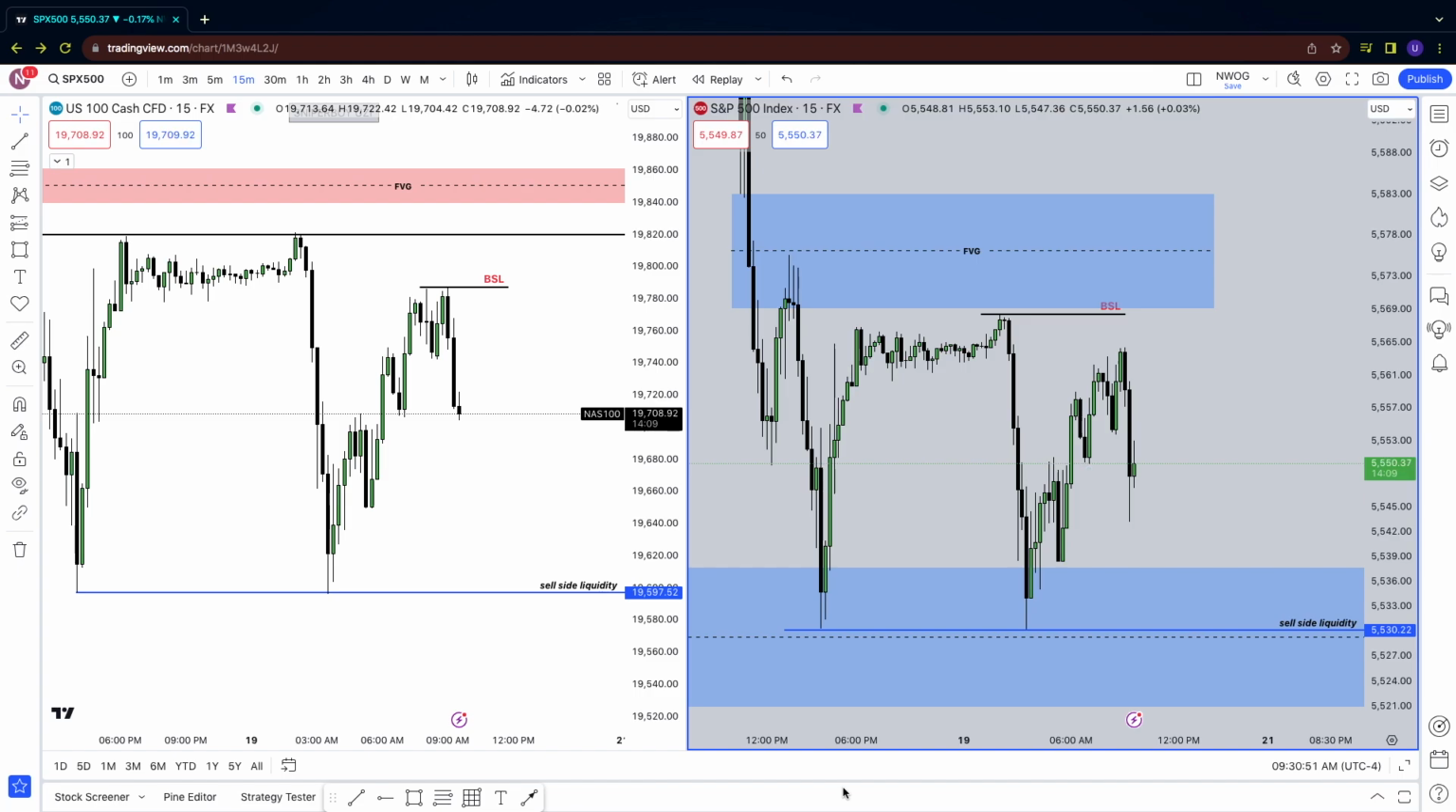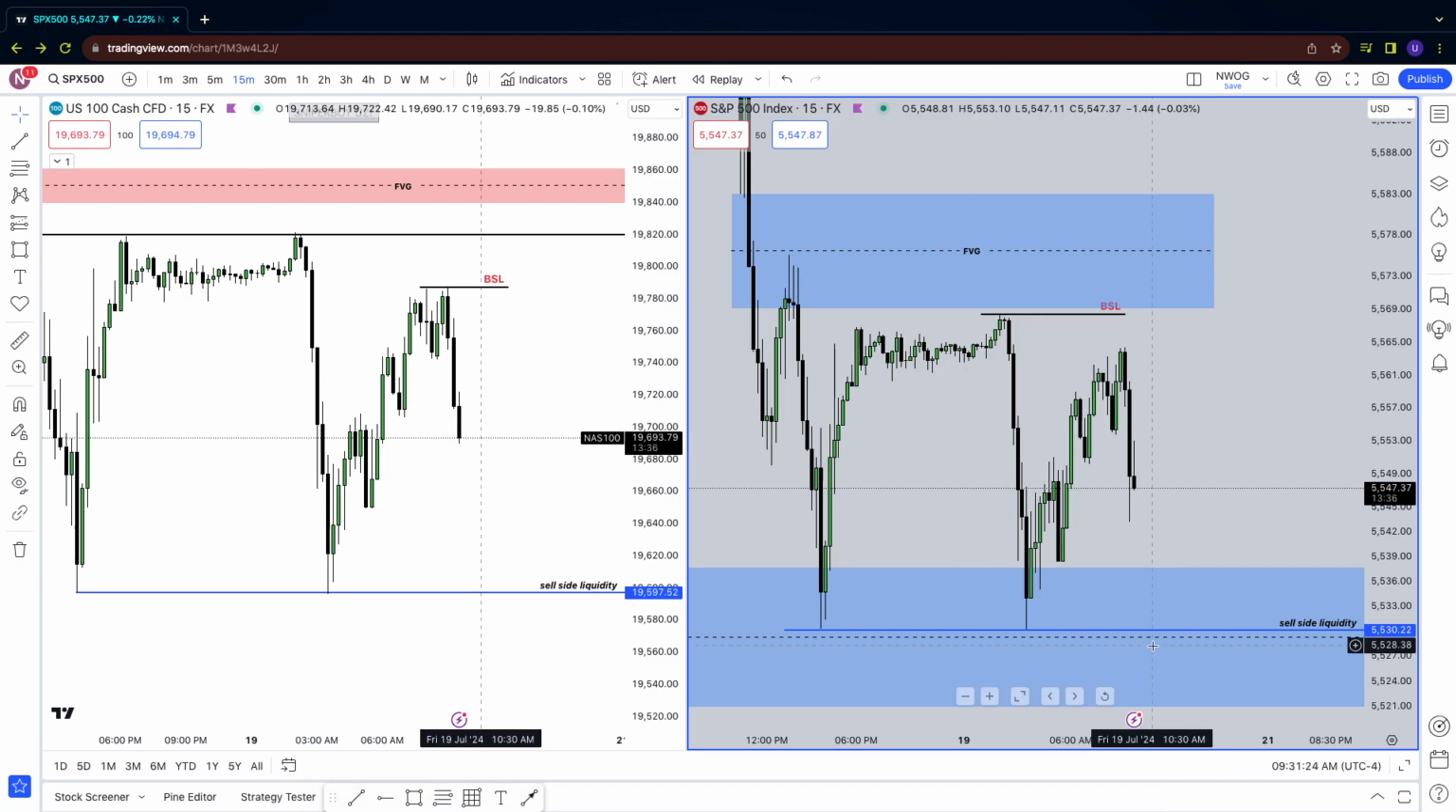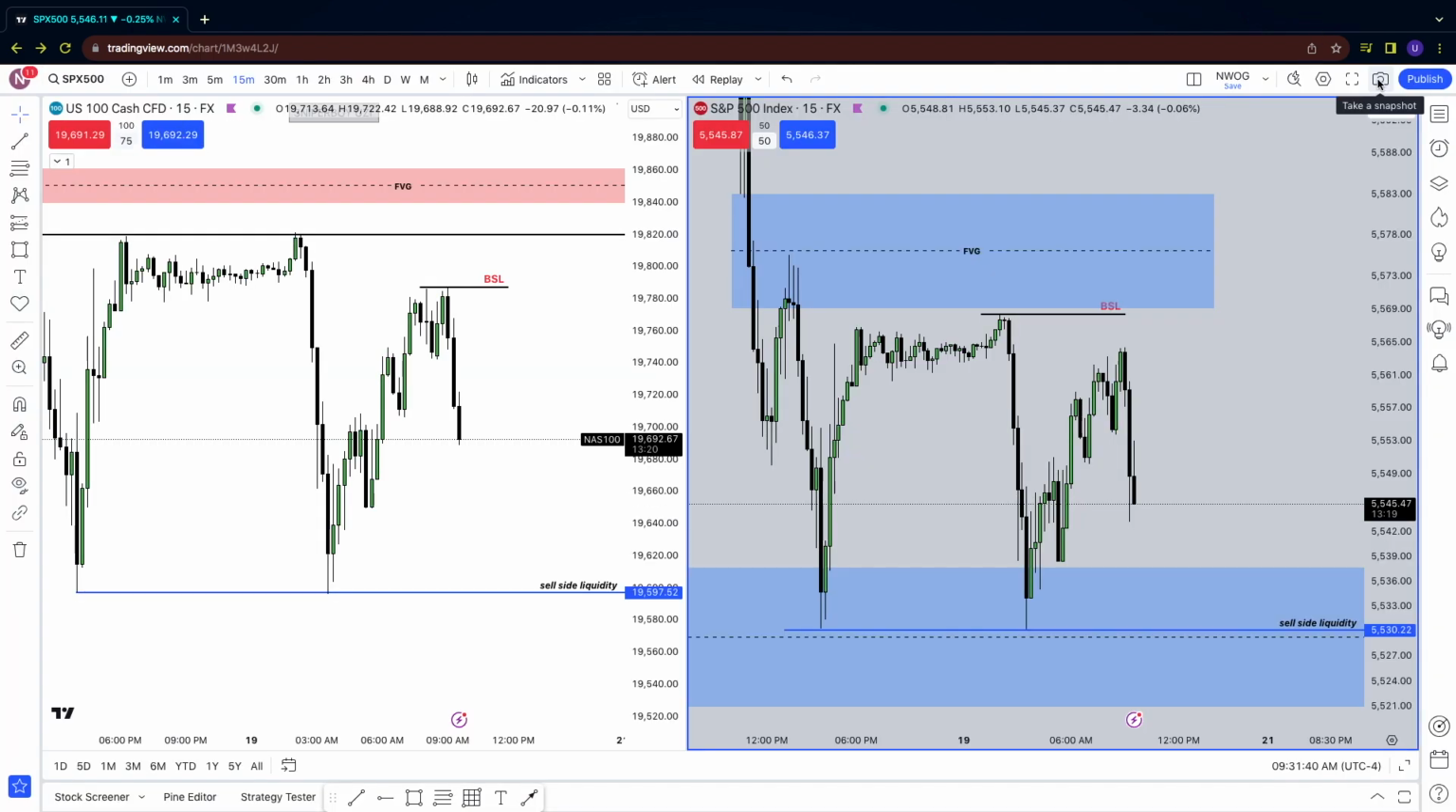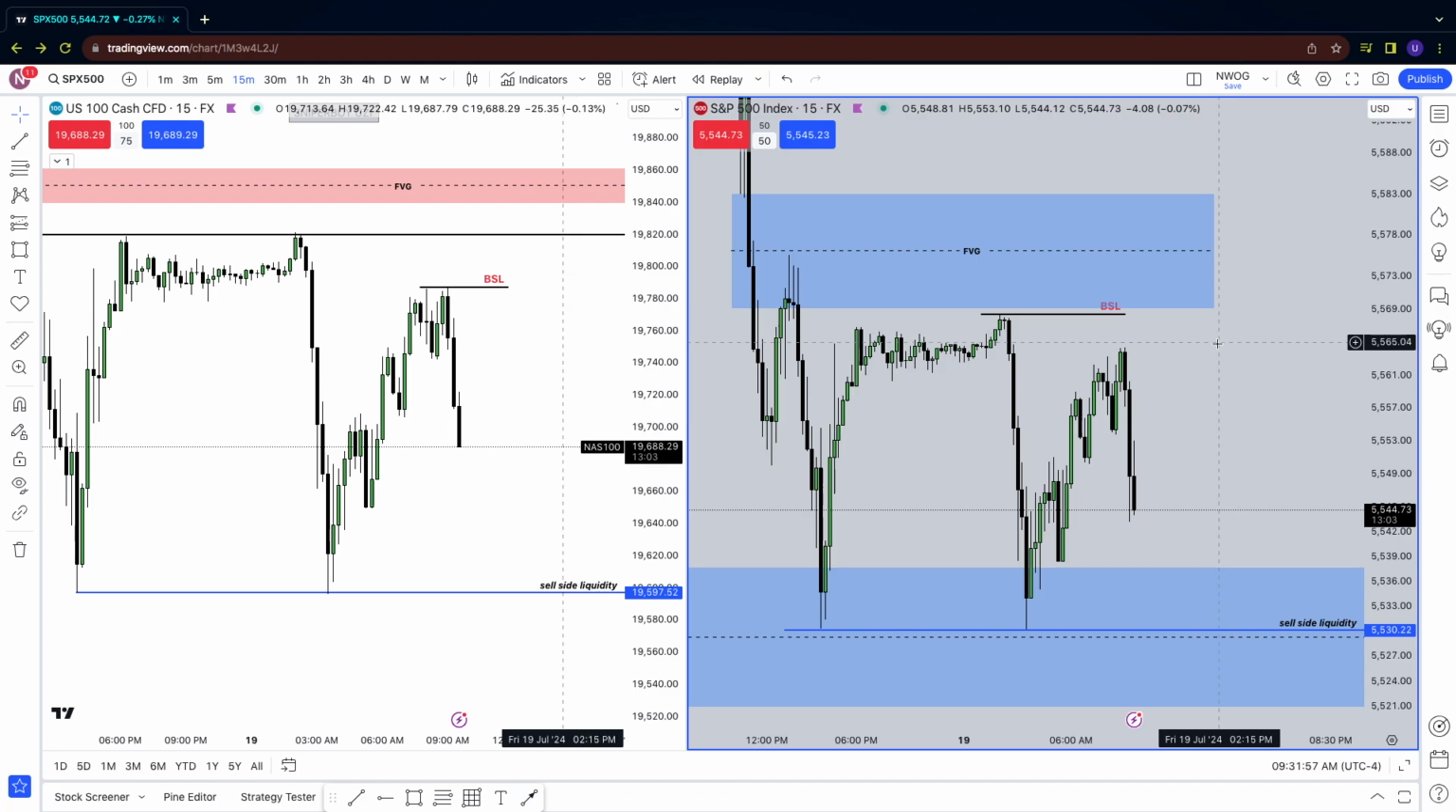As you could see, the NASDAQ has taken the short-term low out, and it was digging into that order block, which I had my eye on to see if we literally go higher from there.